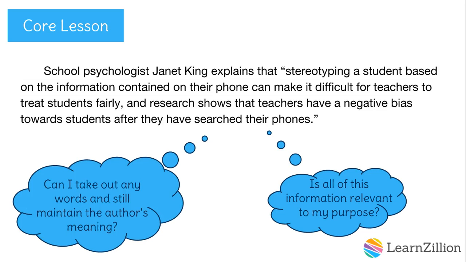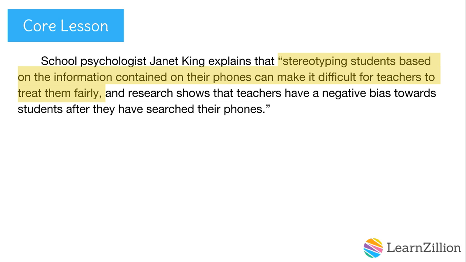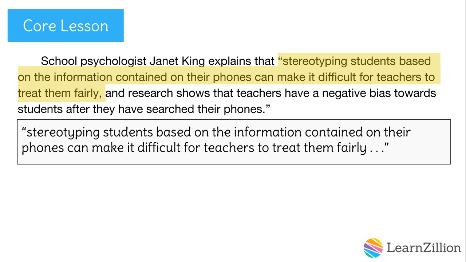I noticed that there are two ideas contained in this quotation. First, that stereotyping a student based on the information contained on their phone can make it difficult for teachers to treat students fairly. And secondly, that research shows that teachers have a negative bias towards students after they have searched their phones. I don't really need to include both of these ideas in my own paper. I think the most important idea for my purpose is this first one. So this time, I'm going to use an ellipsis after the word fairly. My new sentence will look like this.